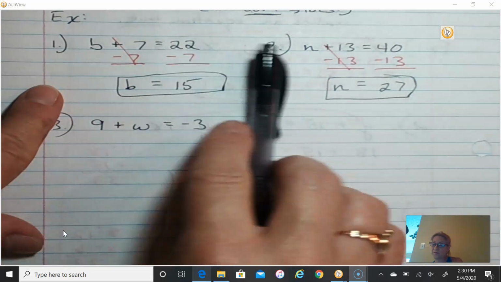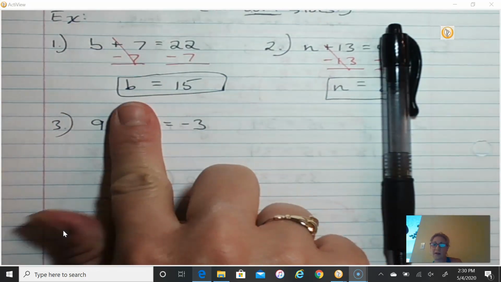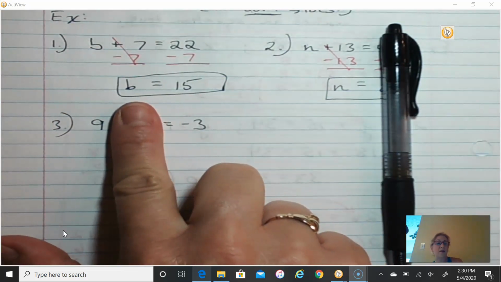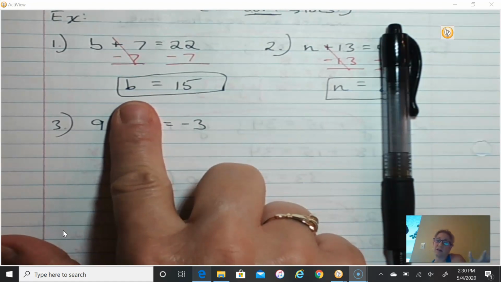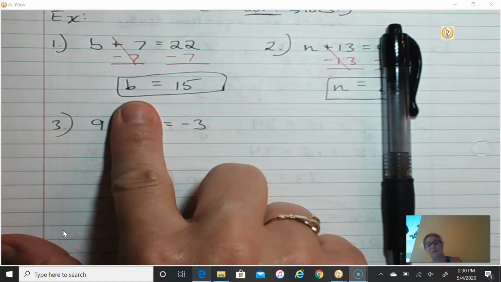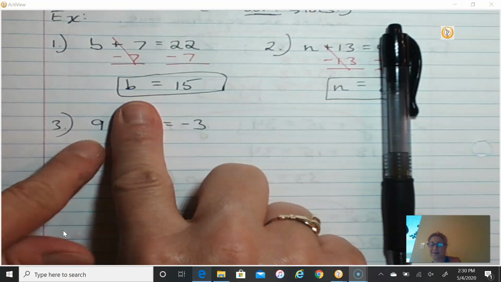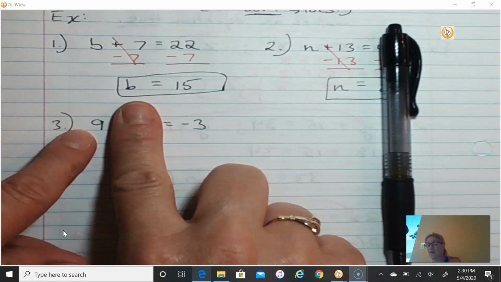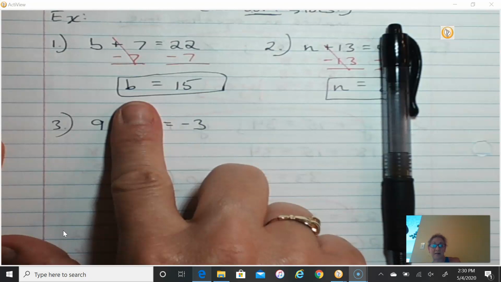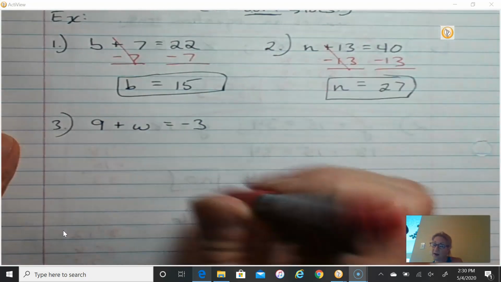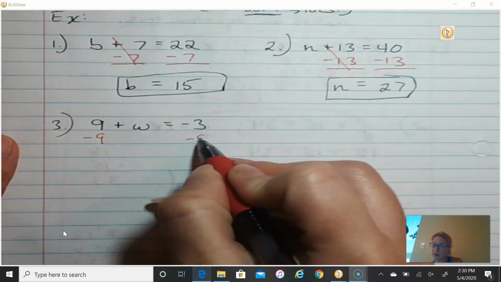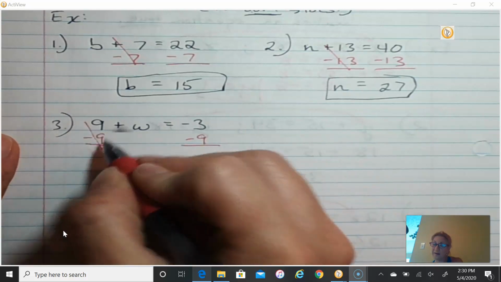Now, boys and girls, this is a common mistake: is that a positive or negative 9? Don't say, well, I don't know, there's nothing there. If there's nothing there, that's positive. If there's a negative there, it's negative. That's the only way it can be negative. But since there's nothing there, that's positive. So what's the opposite of positive 9? Negative 9. So we're going to do -9 on both sides.